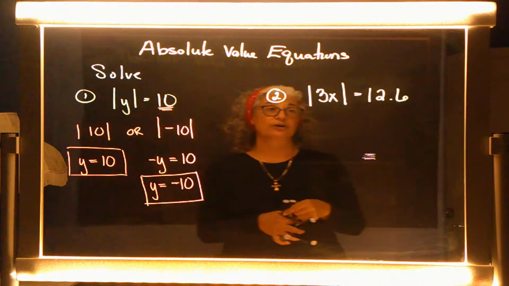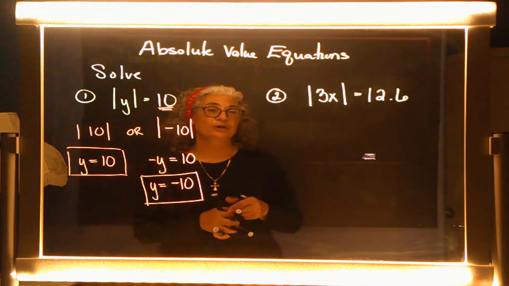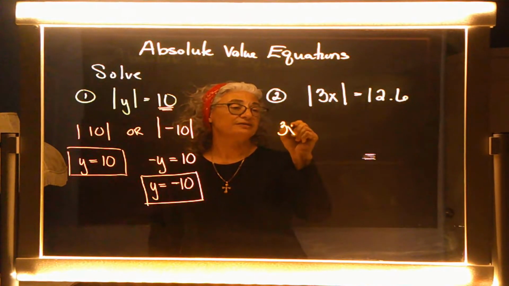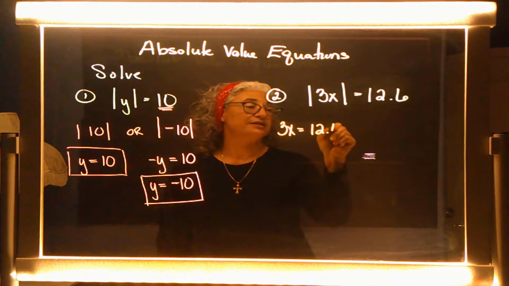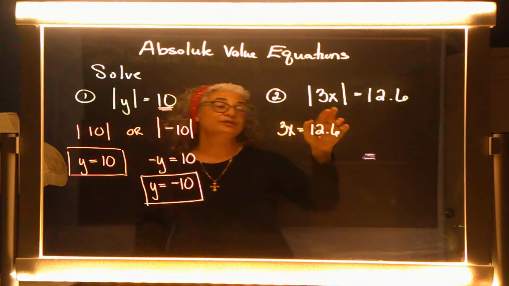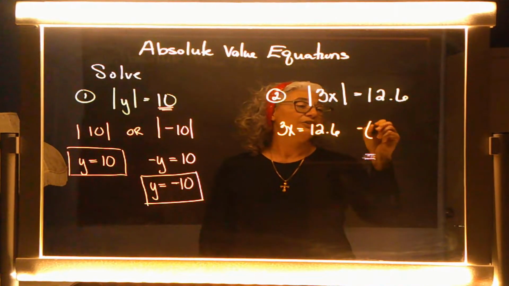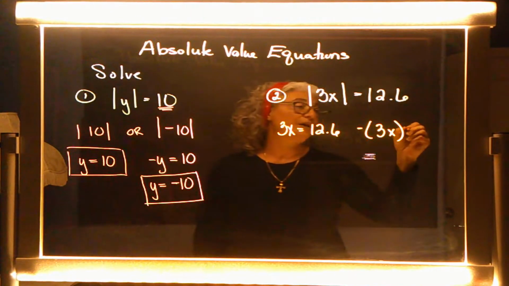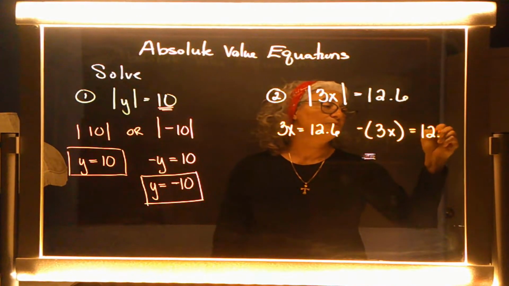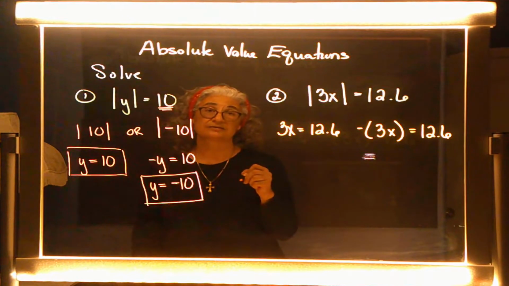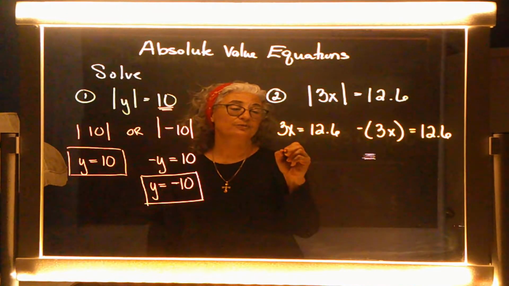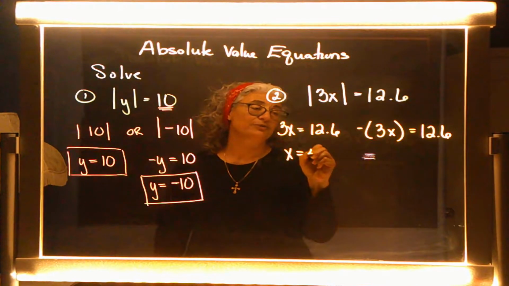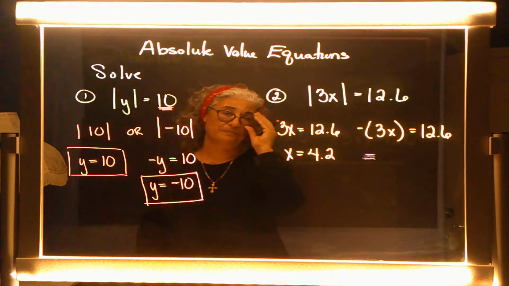Okay, so that would mean that we would have our positive 3x equals 12.6. But this 3x inside here could also be a negative 3x, right? And when you take its absolute value, it's still a positive 12.6, isn't it? Okay, so this one, when I solve, what do you get? Yeah, you divide both sides by 3, you end up with 4.2, don't you?